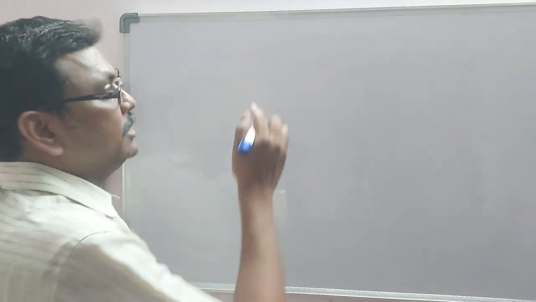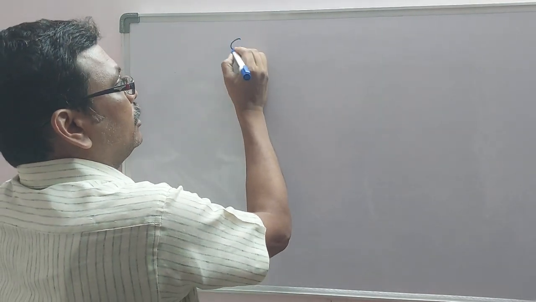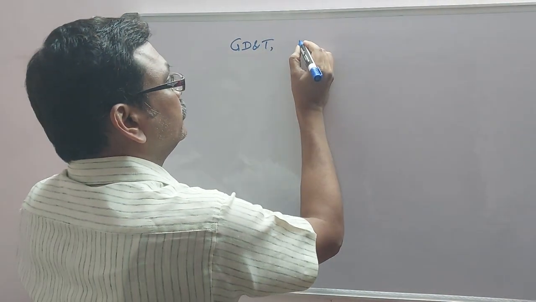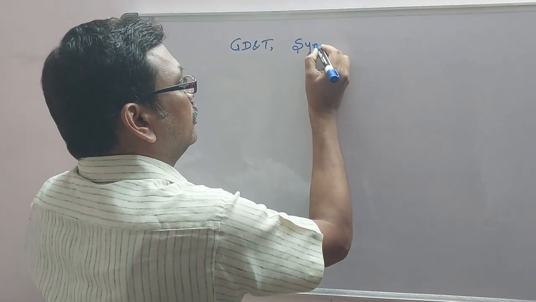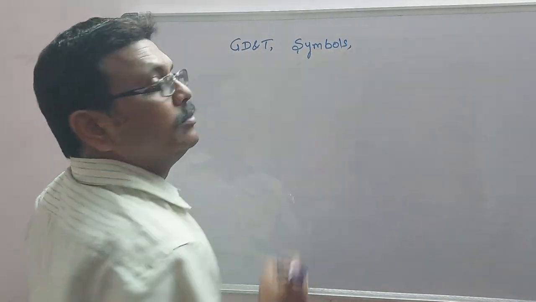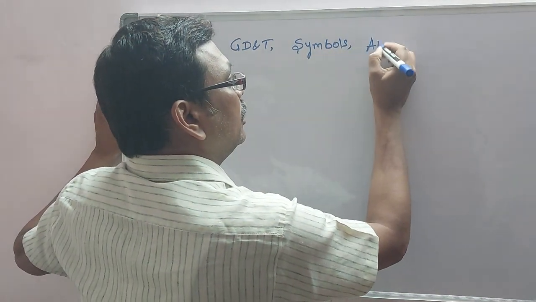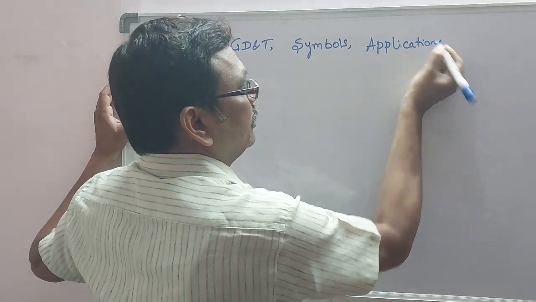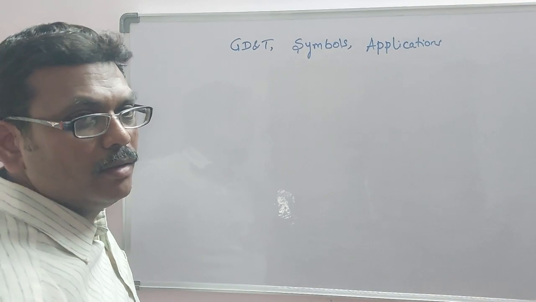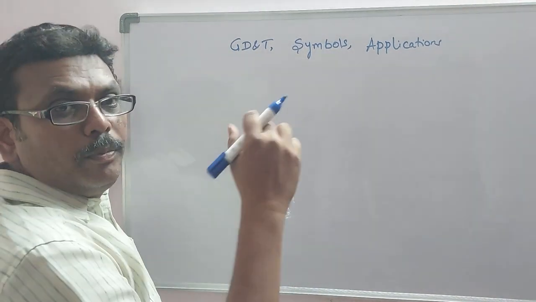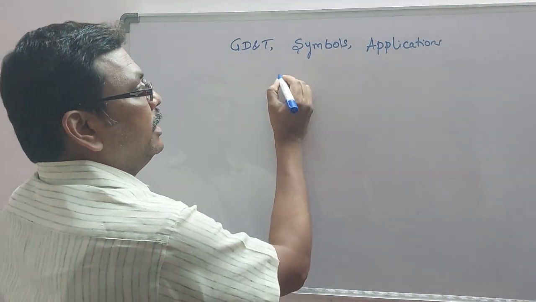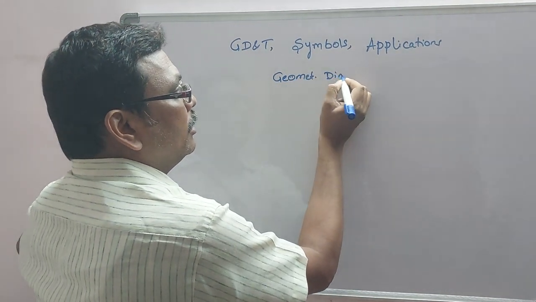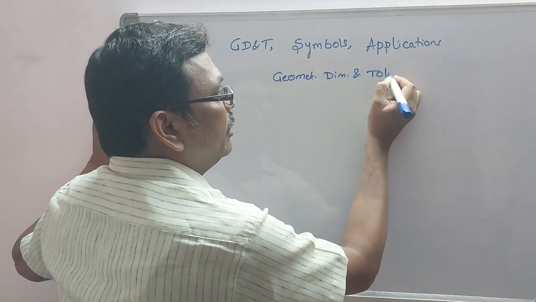In the previous sections, we had seen about GD&T, symbols, and some of the applications. Okay, so in order to brief it, what is GD&T? It is nothing but geometric dimensioning and tolerance.